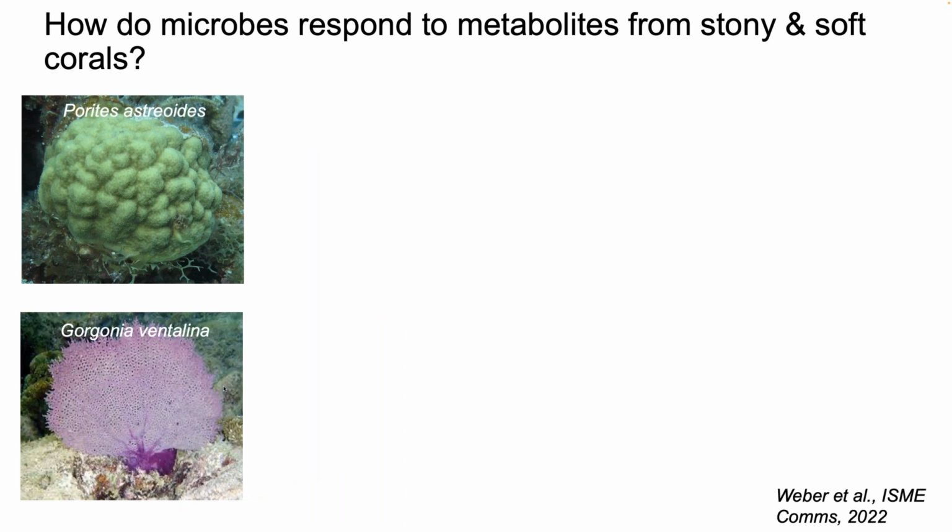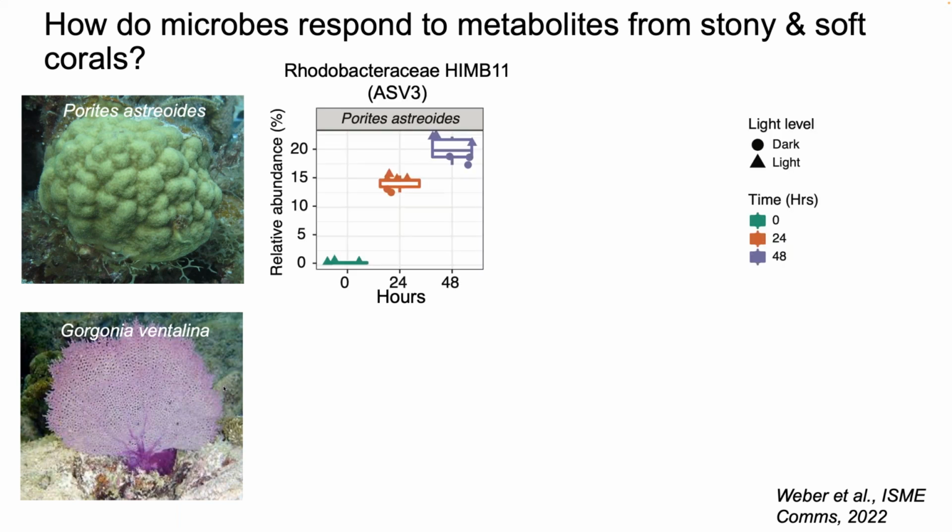So we did indeed see microbial growth on some of the exudates. Some microbes didn't grow at all. Here's one that had really contrasting growth patterns on these 2 organisms. So what you're looking at here is the relative abundance of this particular microbe. This is a Rhodobacteraceae known as HIMB11. So again, this was all from DNA genomics-based methods, looking at the marker gene, small subunit ribosomal RNA, which is how we were able to quantify these relative abundances.